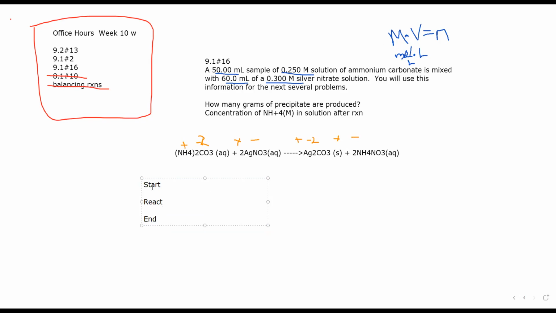So let's go ahead and calculate the moles we have for each of these starting materials. My ammonium carbonate is going to be 50 divided by 1,000. That's going to get me my 0.05 liters. We can even do it like this, 50 milliliters times 1 liter divided by 1,000 milliliters. I'm hoping this conversion is fine for everybody, so I'm just going to get rid of that for now. I'm going to have my 0.05 liters. I'm going to multiply by my 0.25 moles per liter. And that's going to get me my starting amount there of 0.0125 moles.